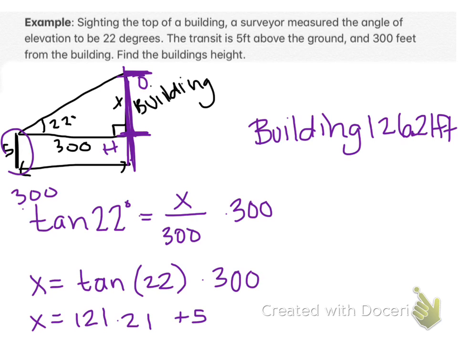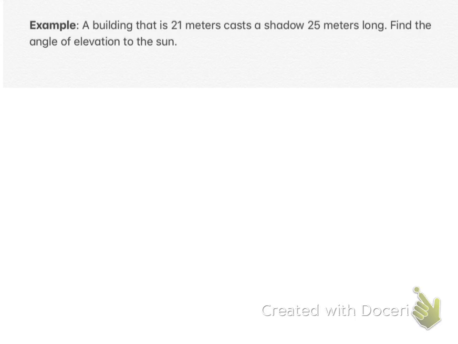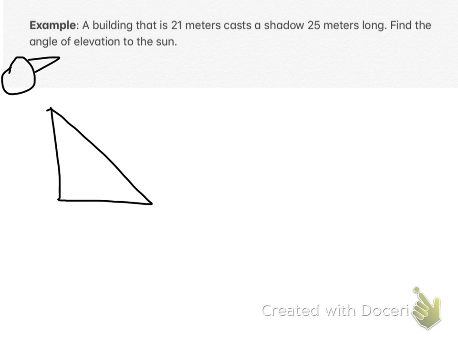Okay, so let's try another one. A building that is 21 meters casts a shadow of 25 meters long. Find the angle of elevation to the sun. So here's our triangle. We're going to assume the sun is right here. Look at my lovely drawing. So the building is 21 meters, so here's our building. The sun is here casting the shadow. Shadow is obviously on the ground. So the shadow is 25 meters.